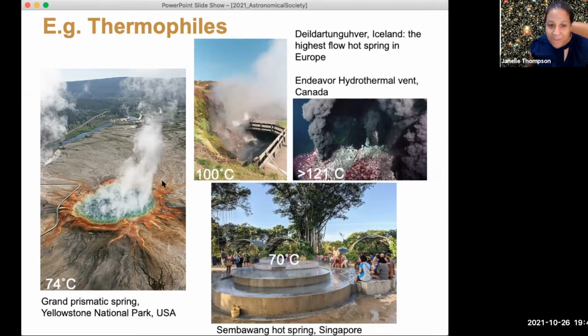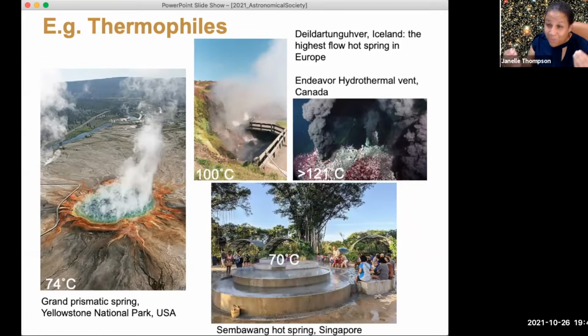This is Grand Prismatic Spring in Yellowstone National Park that's in the US. And so this is a super heated geyser. It's at 74 degrees C. And then you can see these algal mats all around it in bright orange and some other mats here in yellow. And so these are microbes that are algae. They harness light energy to grow, and they're living in this superheated environment.